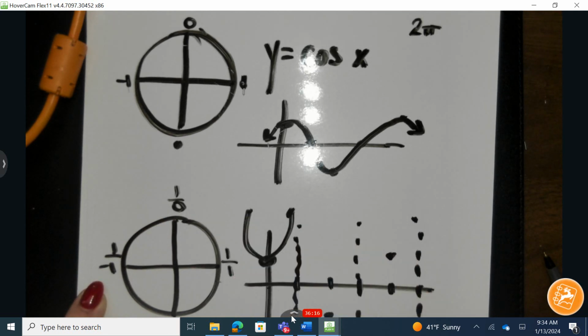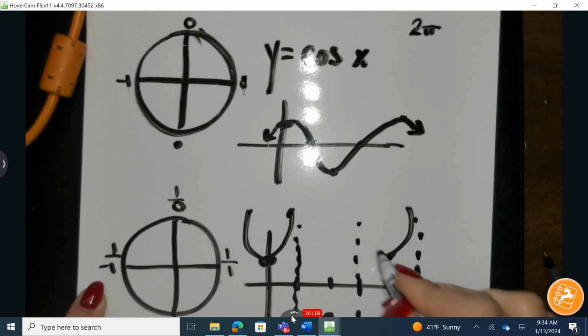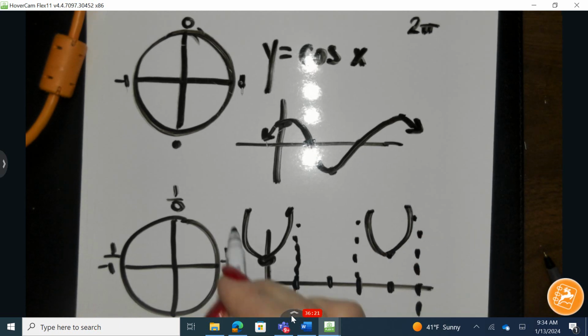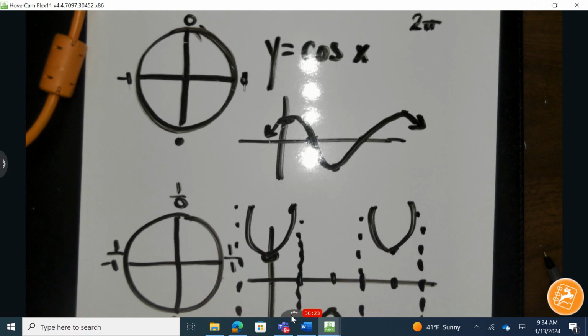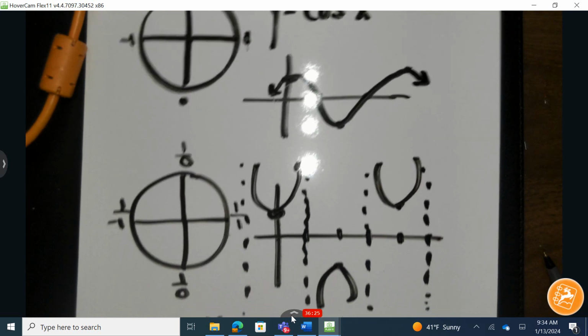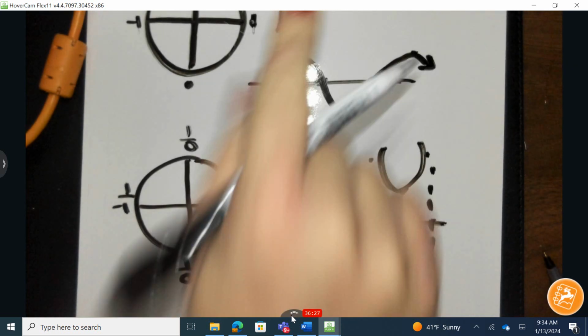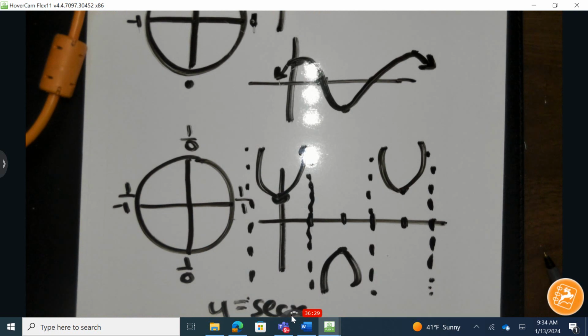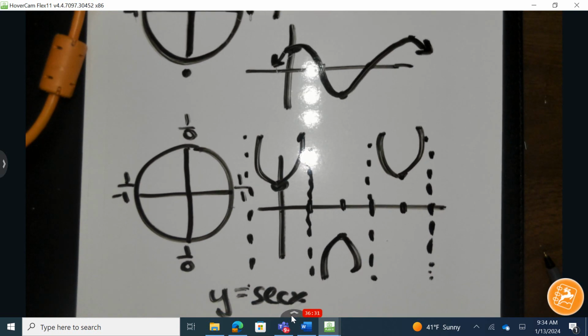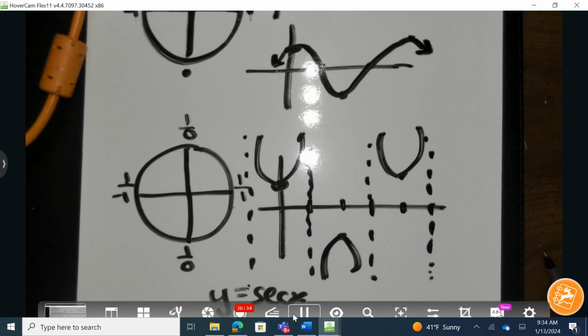And each of these is going to go in the opposite direction of the horizontal axis for the basic parent function. So the reciprocal of cosine is secant. This is the basic parent function. Now let's look at cotangent.